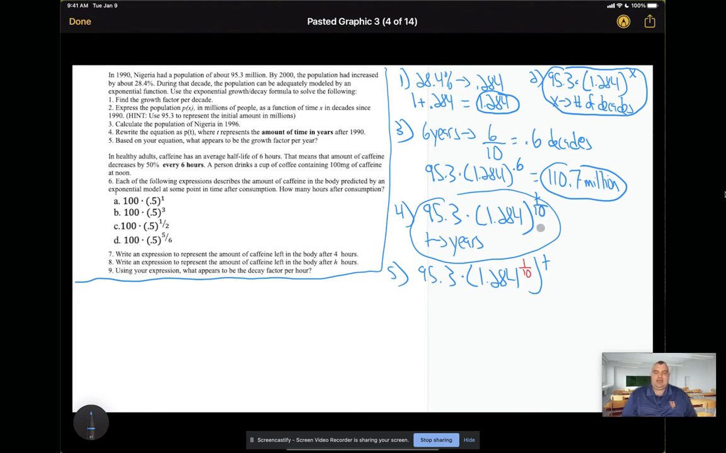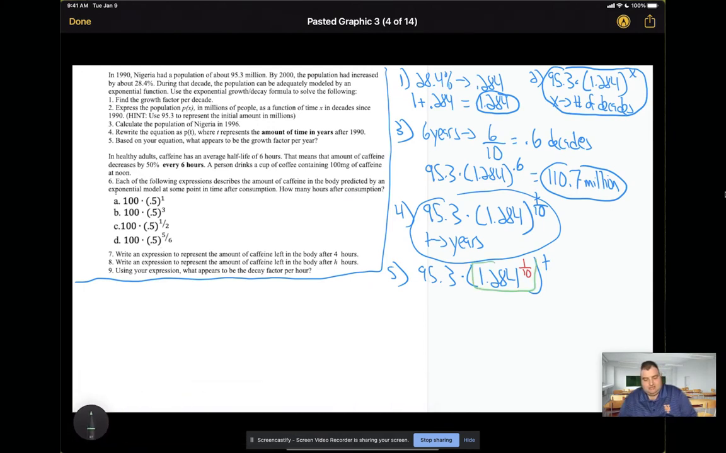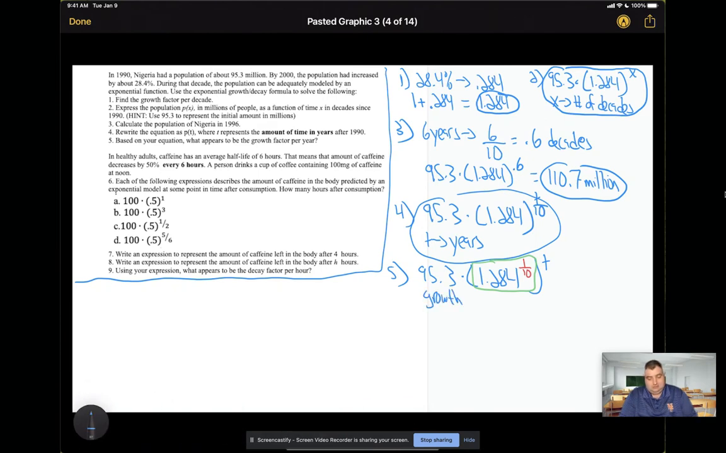The reason why I take the t over 10 and break it down into 1/10 times t is that now this number that's in the parentheses is my growth factor per year. So that is your answer. The growth factor per year is going to be 1.284 to the power of 1/10. That is your answer to number 5.